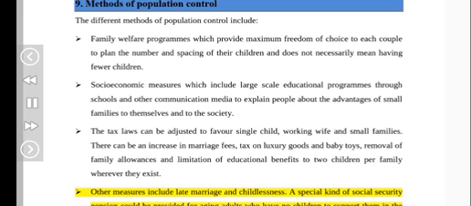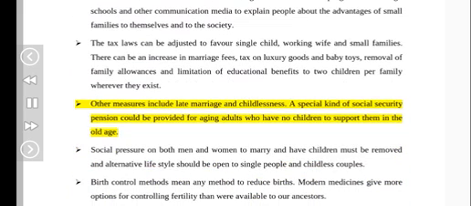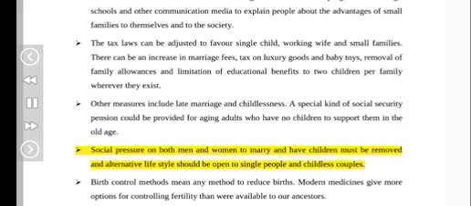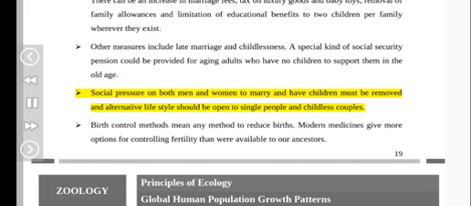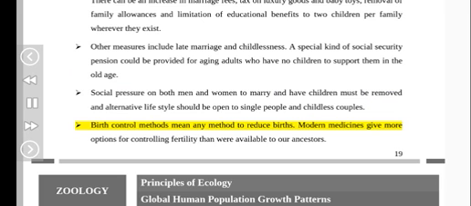A special kind of social security pension could be provided for aging adults who have no children to support them in old age. Social pressure on both men and women to marry and have children must be removed and alternative lifestyles should be open to single people and childless couples. Birth control methods mean any method to reduce births.